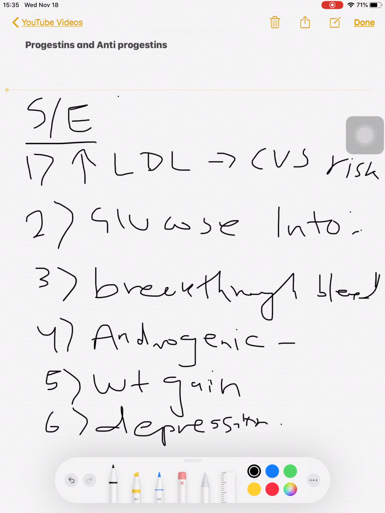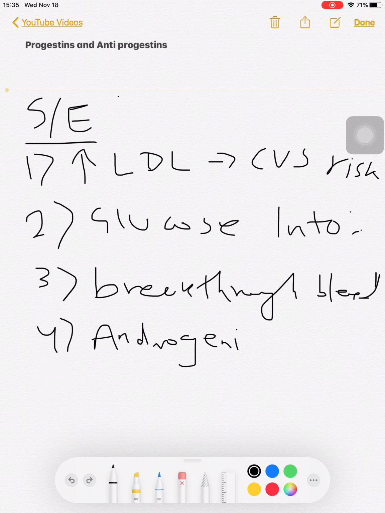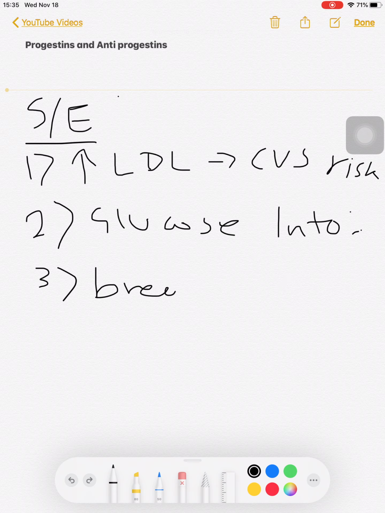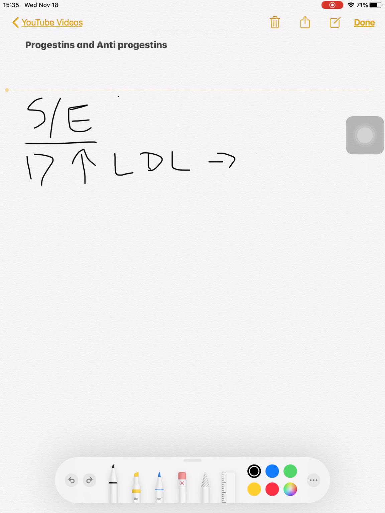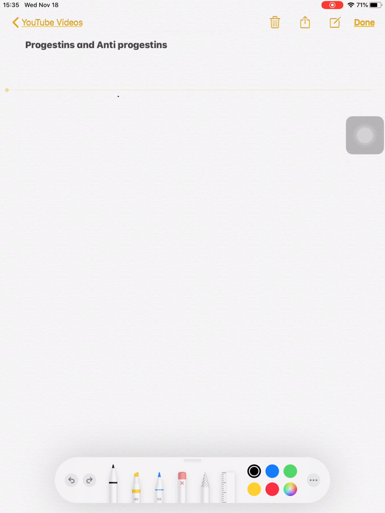One more point about lipid profile: newer progestins have minimal effect on lipid profile. Again, the side effects are depression, weight gain, androgenic features like acne and hirsutism, breakthrough bleeding, glucose intolerance, and increased cardiovascular risk by increasing LDL levels. I think this is all regarding progesterone.